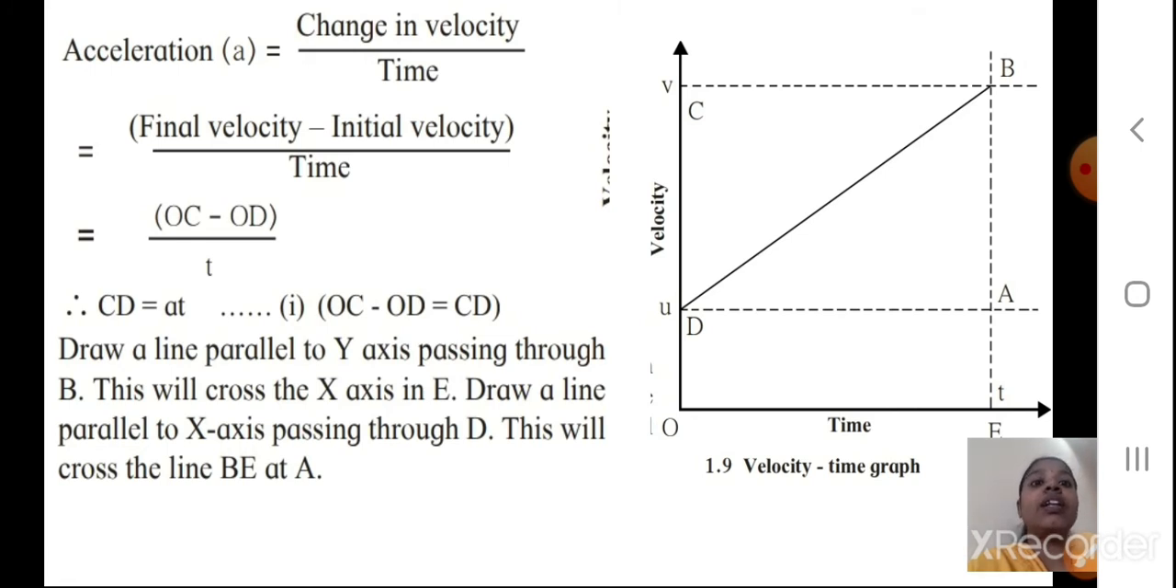Draw a line parallel to the x-axis passing through D. Can you see? And it is touching point A. Okay, clear? All these dotted lines are there, right? They are all parallel lines. Remember that much. Okay, we'll proceed.